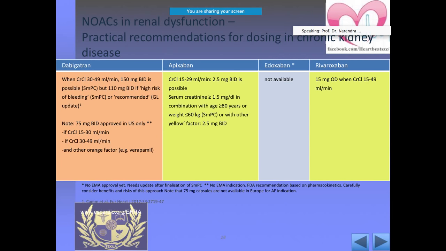Similarly, for a patient with chronic kidney disease, as I had already said, for a creatinine clearance of 30 to 49 ml per minute, a 150 mg BID dosage is advised. However, if there is a high risk of bleeding, one may advise only 110 milligram BD. For rivaroxaban, you may advise 15 milligram OD, where the creatinine clearance can be anywhere between 15 to 50 ml per minute.